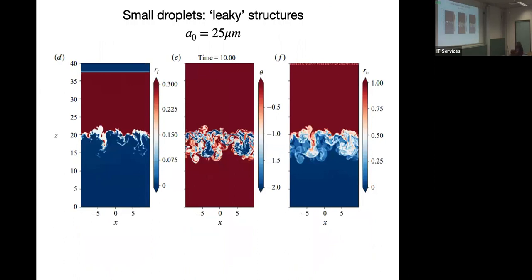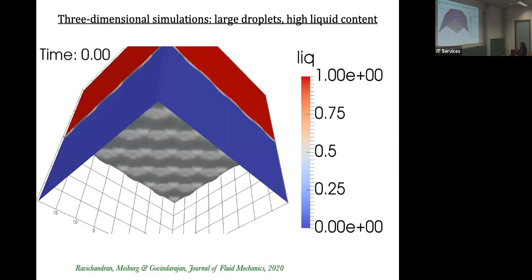Okay, so smaller droplets don't quite do Mammatus. They give rise to these leaky structures. Remember, this is temperature, this is water vapor, but what you're going to see is liquid water in the cloud, and you will not see Mammatus if you have a whole lot of small droplets. One of the things we find is that you need large droplets and a larger liquid content so that the overhang is sufficient. So we can do these calculations and come up with limits.